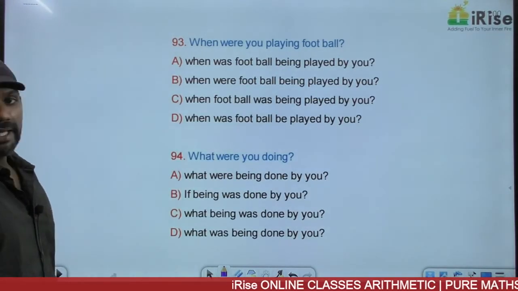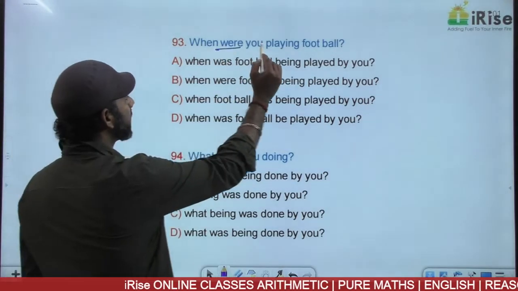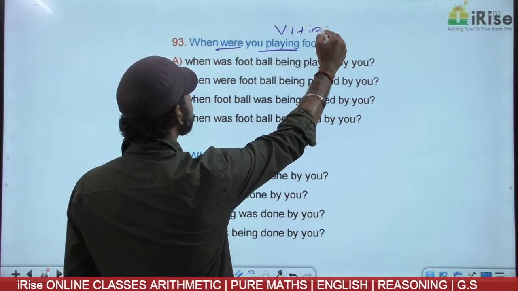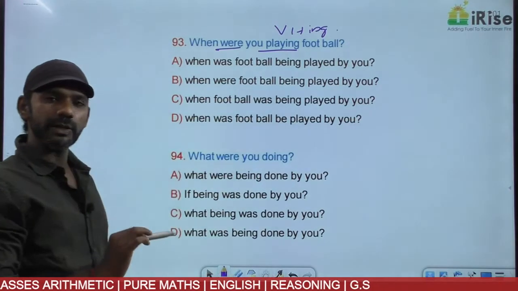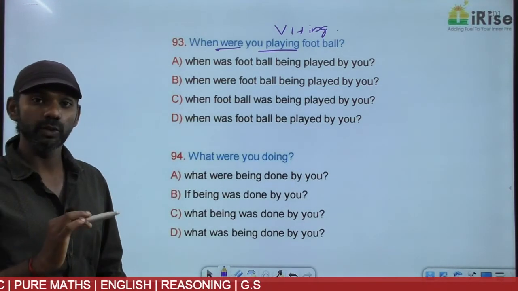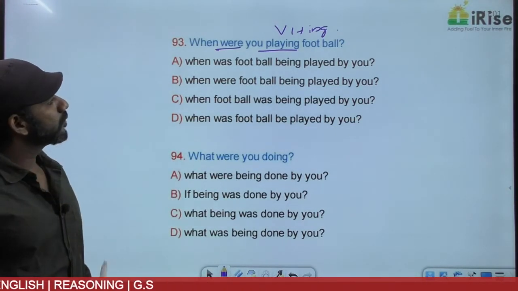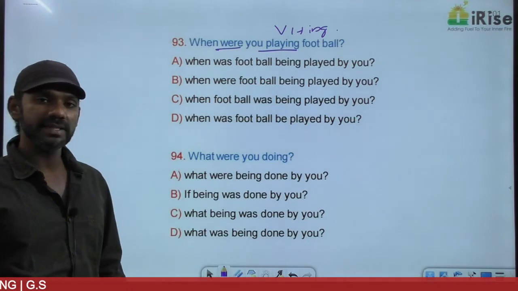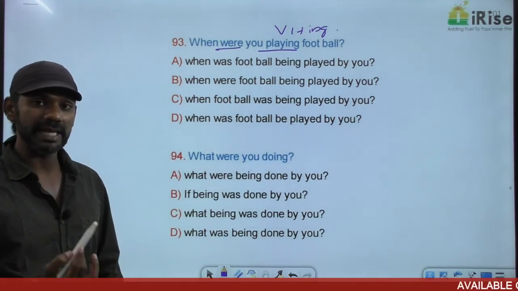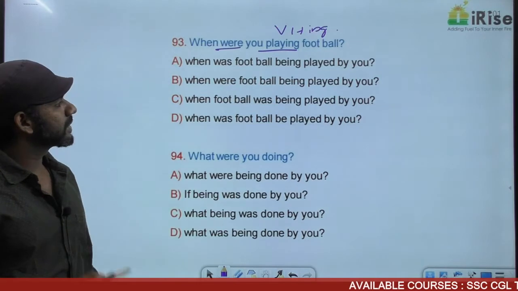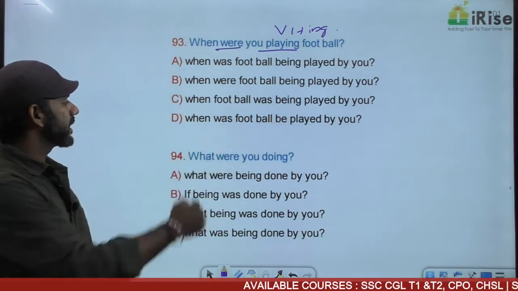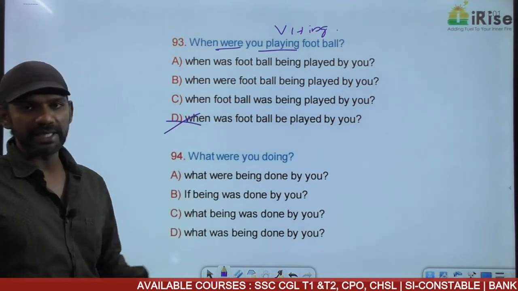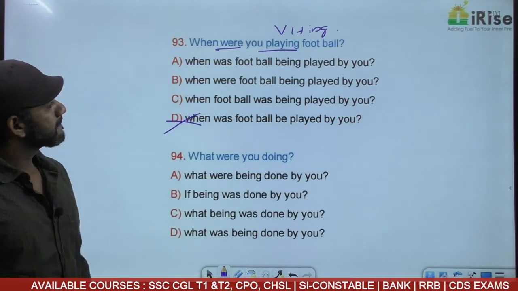When were you playing football? Were you playing is verb plus V1 plus ing. If you know structures by heart, you can easily solve the questions in no time. When were you playing football? Verb plus V1 plus ing, past continuous active voice. In the passive voice, being must be there. Based on that, option D is eliminated. Being is not there.